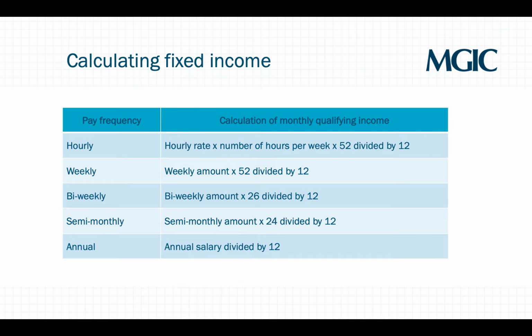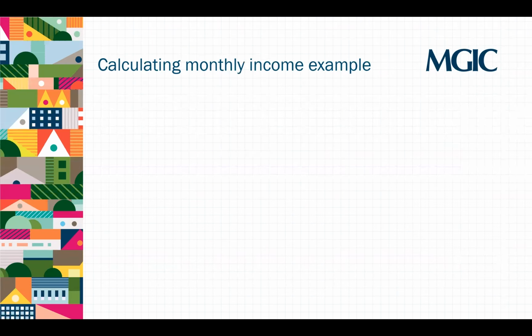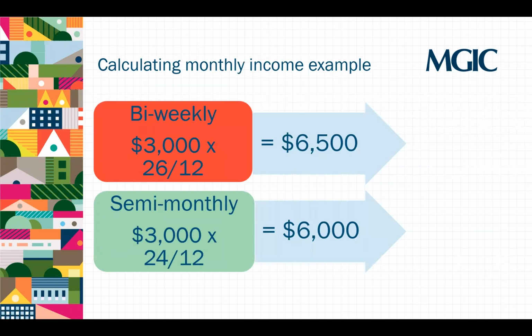One area where mistakes are seen often is the confusion as to whether the borrower is paid on a bi-weekly or semi-monthly basis. Let me give you an example of why making the correct determination is crucial. Let's say that you see that your borrower is paid $3,000 per pay period. You think that they are paid on a biweekly basis, so you make the following calculation: 3,000 times 26 divided by 12 equals 6,500.